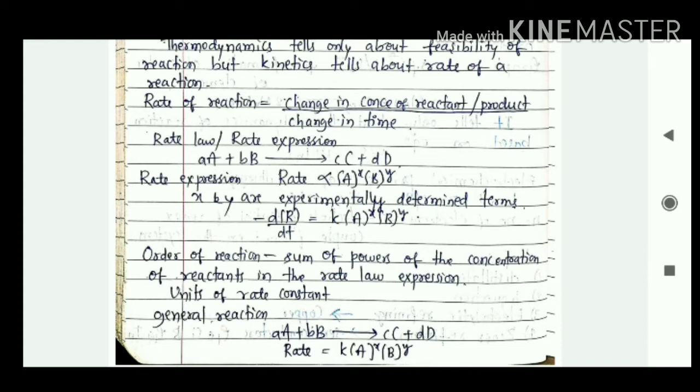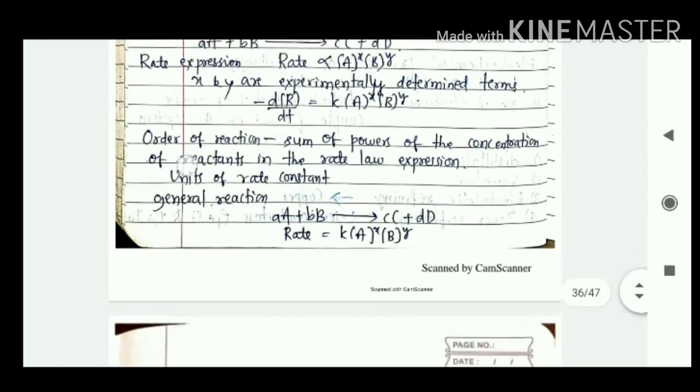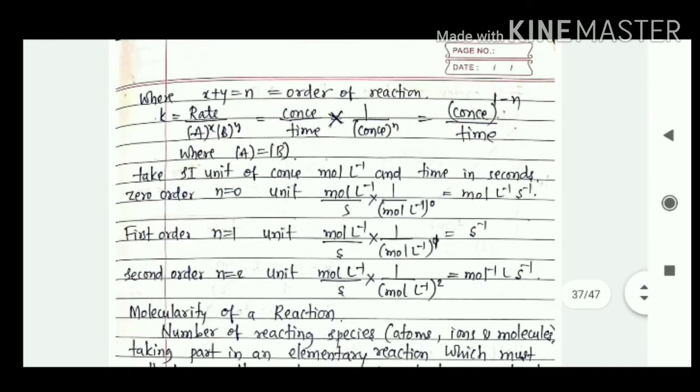Then we have one more important definition, known as the order of a reaction. The sum of the powers of the concentration terms of the reactants in the rate law expression is known as the order of a reaction. Now, the units of the rate constant. If we consider the general reaction aA plus bB gives cC plus dD, then the rate is equal to k [A]^x [B]^y. Here, the sum of the concentration powers of these terms is itself known as the order of the reaction.